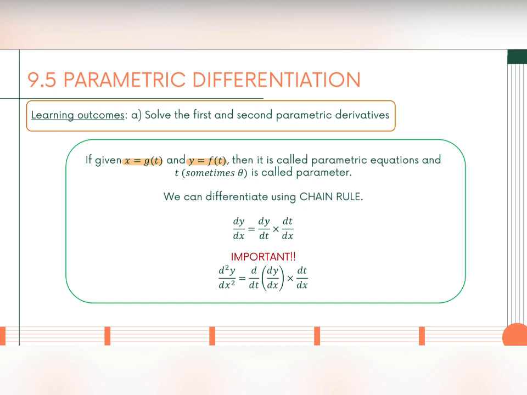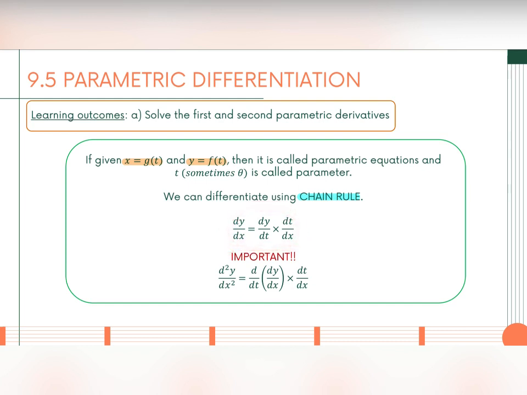So, seterusnya kita akan differentiate x and y with respect to t. Maksudnya kita akan ada dx over dt dan juga dy over dt. Dan seterusnya kita nak dapatkan dy over dx. So, kita akan gabungkan these two derivative menggunakan chain rule. By using chain rule, we are going to end up with this formula. So, inilah dia parametric differentiation untuk first derivative.